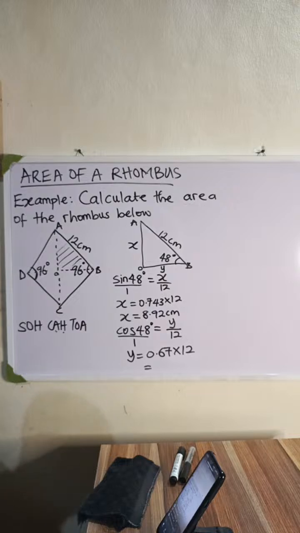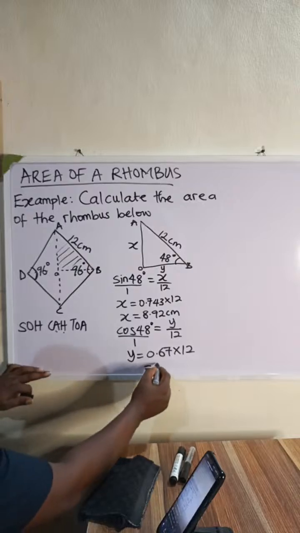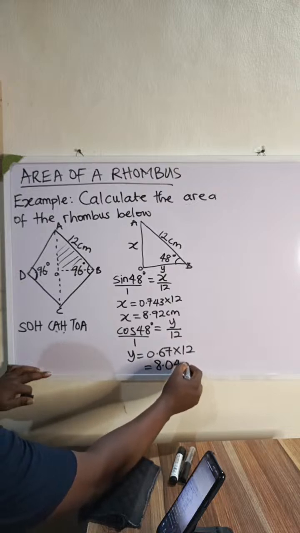0.67 times 12, what do you get? Nobody has gotten the answer. Maybe we'll go with mine. Mine is 8.04. So y is equal to 8.04 centimeter.